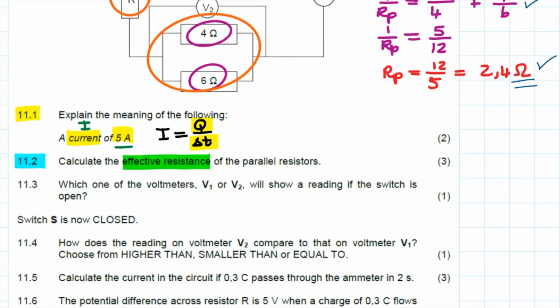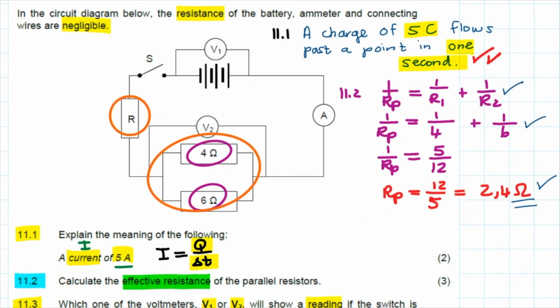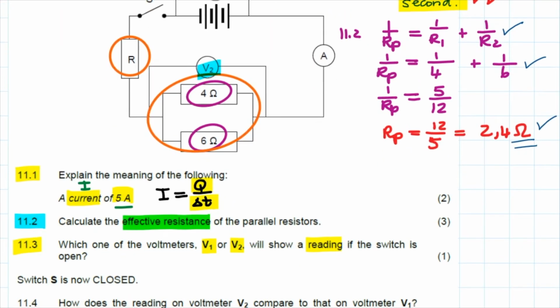Let's go on to question 11.3. This question says, which one of the voltmeters, V1 or V2, will show a reading, right? So in other words, will not be 0. So V1 is the voltmeter that is connected over here. V2 is connected at this point. Please remember the switch is still open at this point. So the question is, which one of these will show a reading?